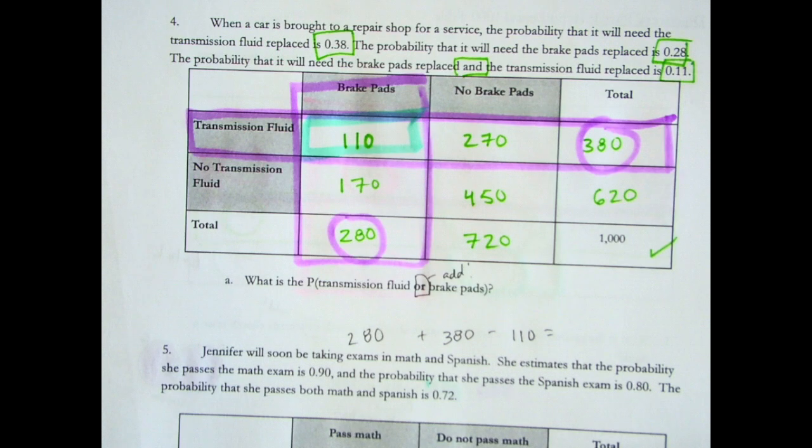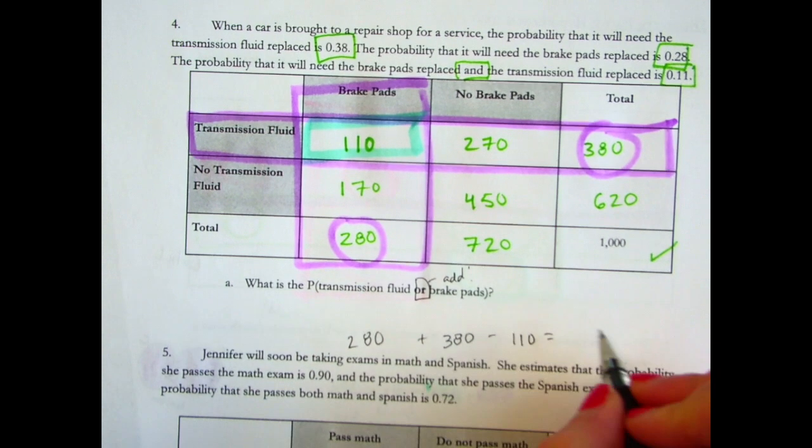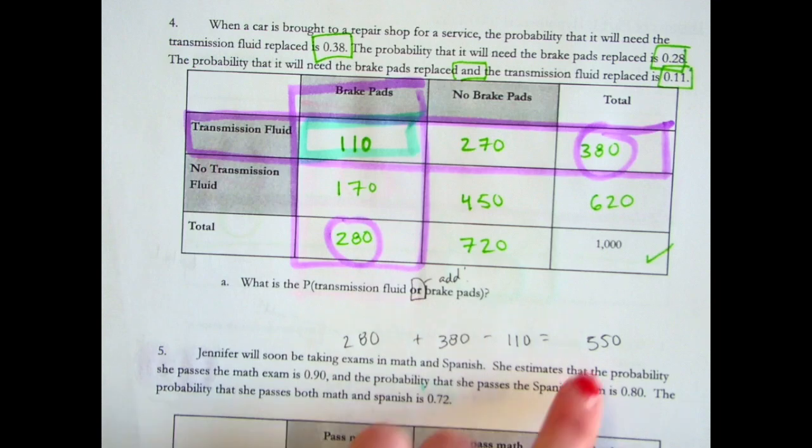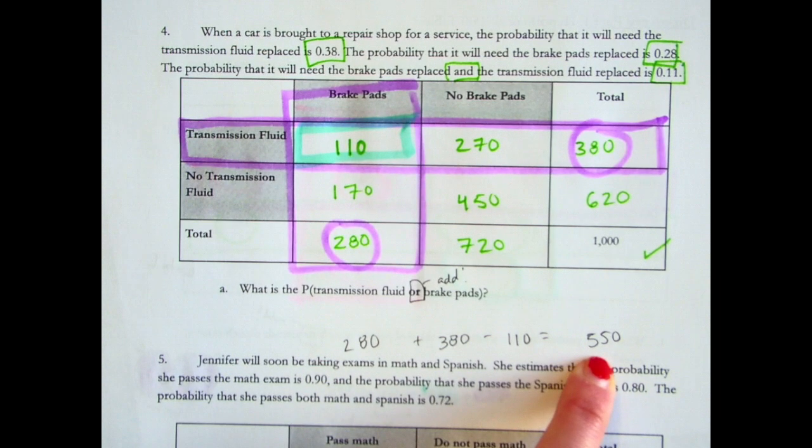Now that you've seen a few examples of that, go ahead and try 5, and then check the answer key and make sure that you're good on 5.